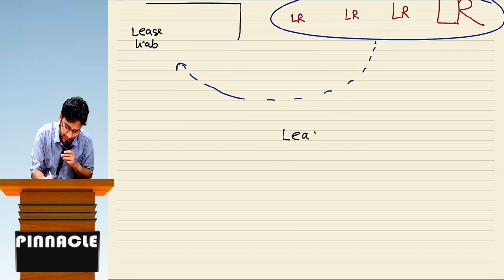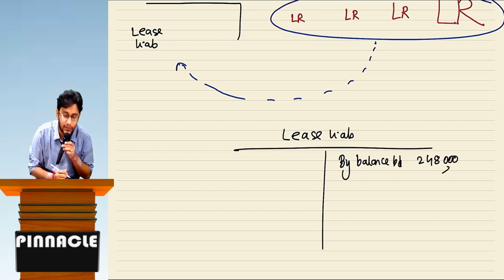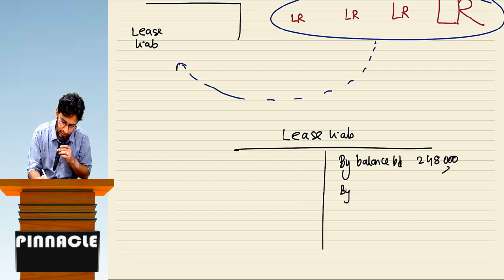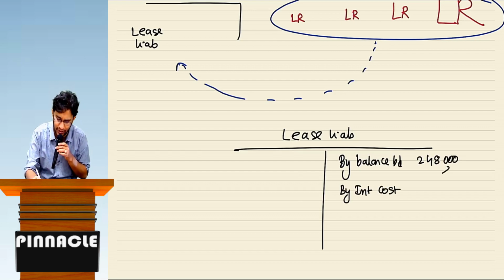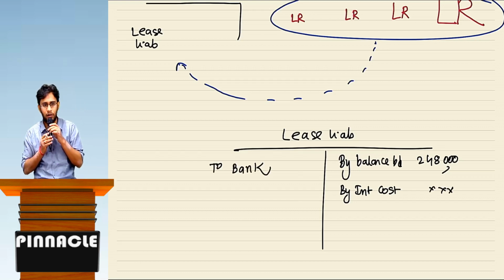Look at this, sir. The ledger account I will show, it will be easy for you to understand. Lease liability, suppose, balance brought down is some 2,48,000. This is the opening balance. At the current year end, I wrote interest cost based on your normal EIR, you record some number. At the current year end, here what do I have to write? The bank has to be written, or not? For paying the lease payment.